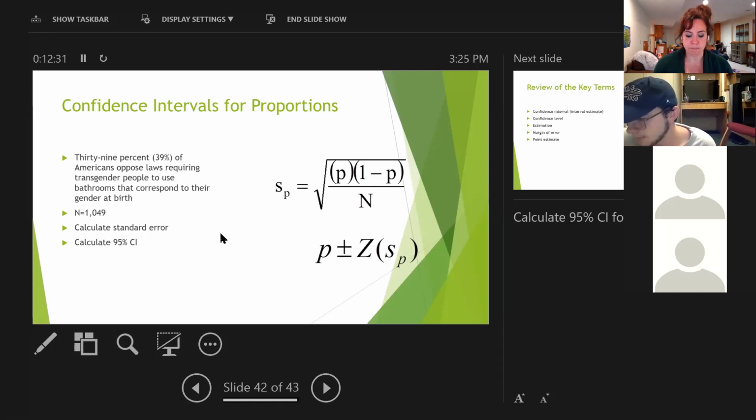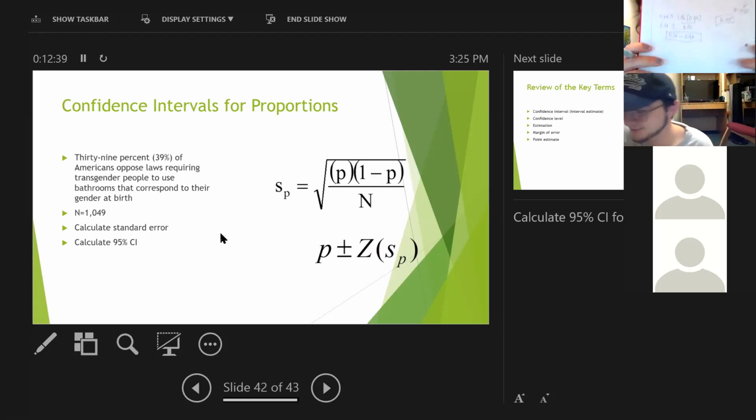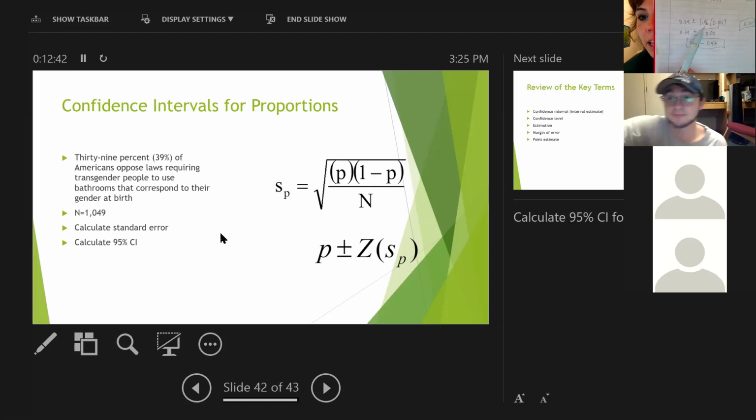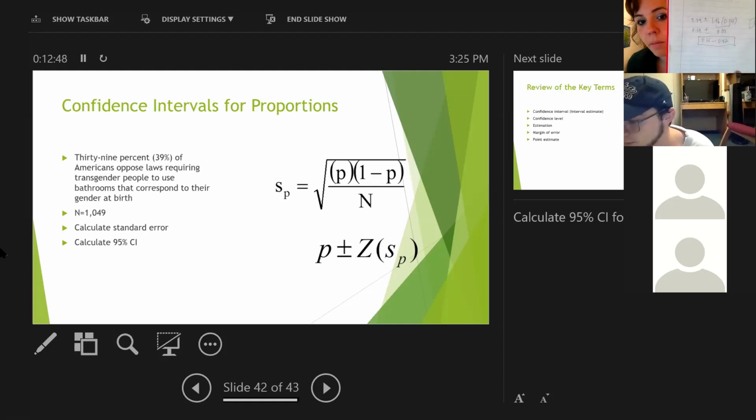Did everybody get that? Could you say it one more time a little slower? Yep. And now you can even see my little chicken scratch here. So you are going to take your 1.96, which is my Z, right? This is Z, 1.96. And then I'm multiplying that by 0.015. That got me 0.03. So that's that half of the equation. And then I need to do plus or minus my proportion, which is 0.39.